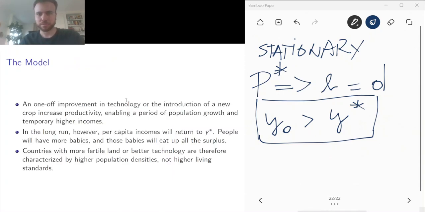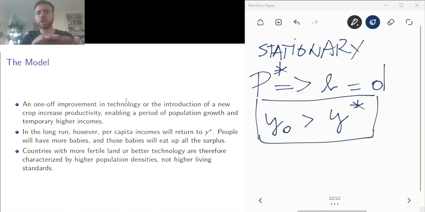So basically, a one-off improvement in technology, for example, the introduction of a new crop, which increases productivity, enables a period of population growth and temporary high incomes. So we see that over the course of history. In several places, like in the Middle East, in South America, there were times in which income per capita was higher than the subsistence level of income. And this happened because a technological improvement happened.